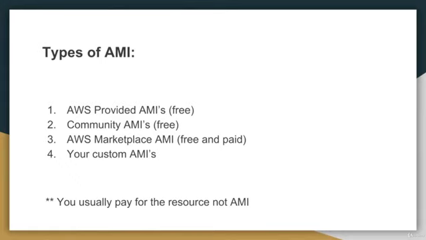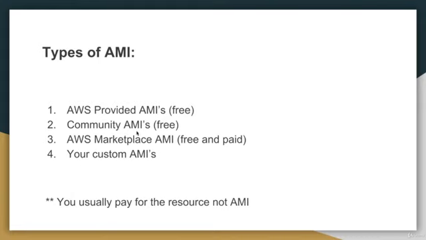Hey everyone, welcome to lab 10. In the slides, we talked about the different kinds of AMIs or Amazon Machine Images, and the different types being AWS provided AMIs, community AMIs, your custom AMIs, and AWS Marketplace AMIs. We have used the AWS provided AMIs a lot.